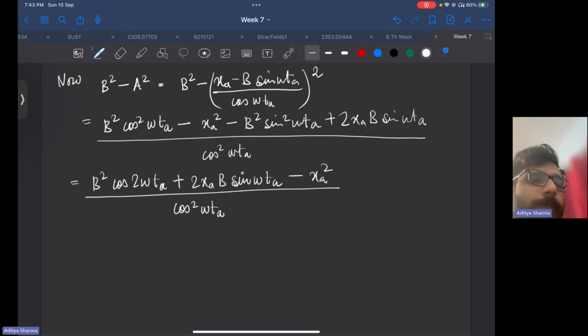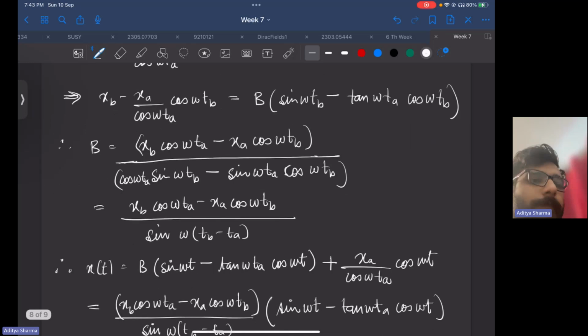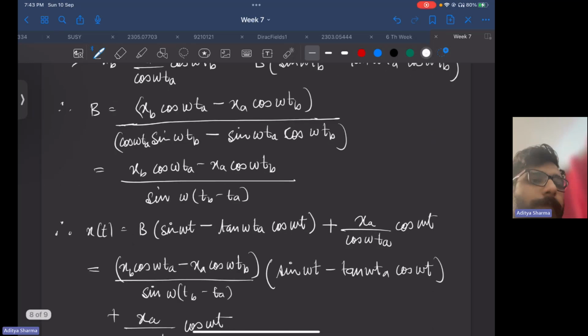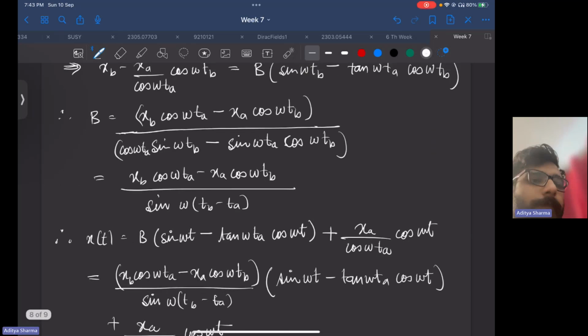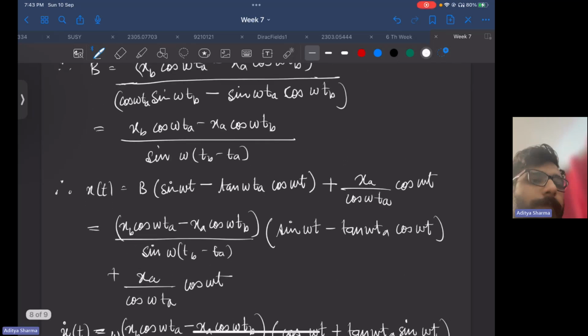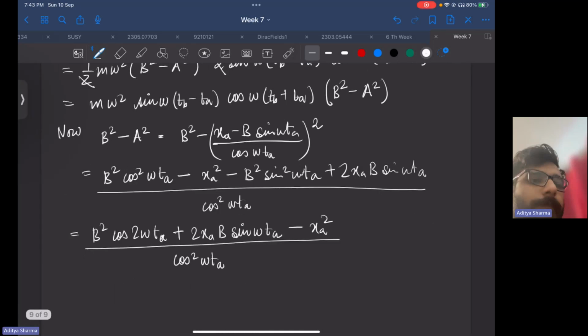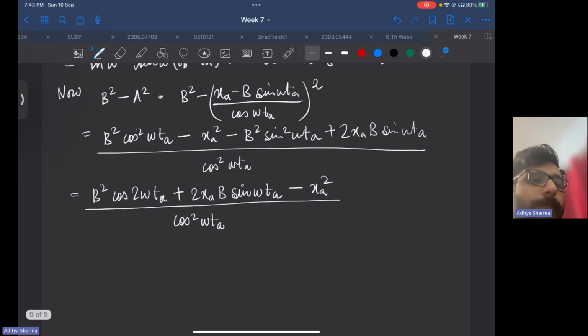Now b sin omega ta. Let's look at b. B has sin omega tb minus ta. B square will just be this. So we'll copy this and multiply and see what happens.